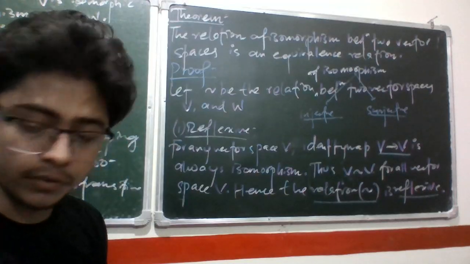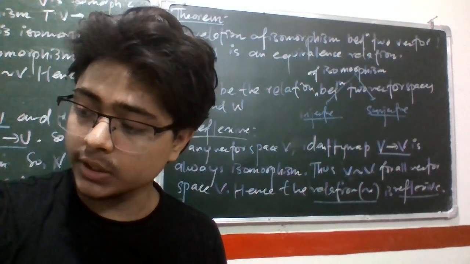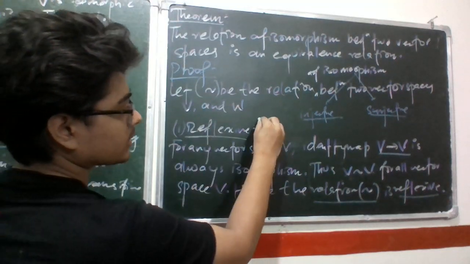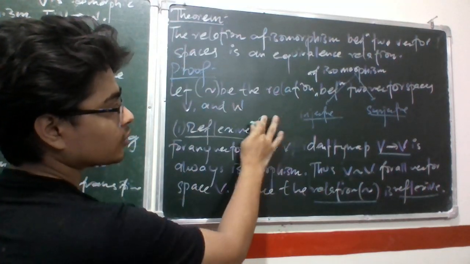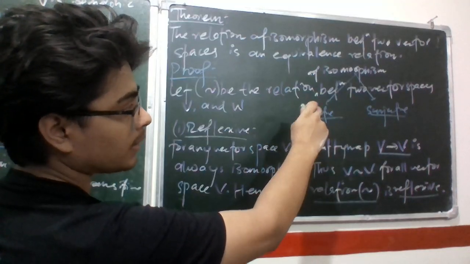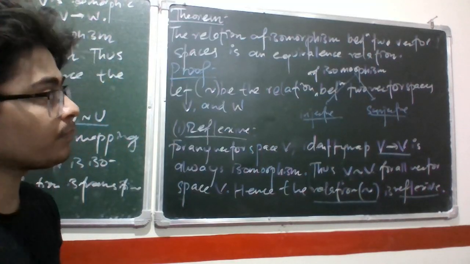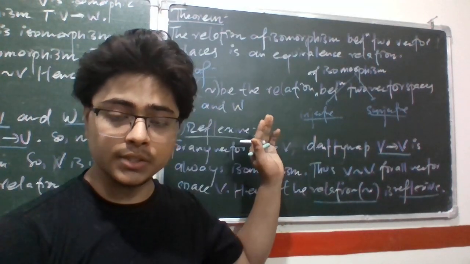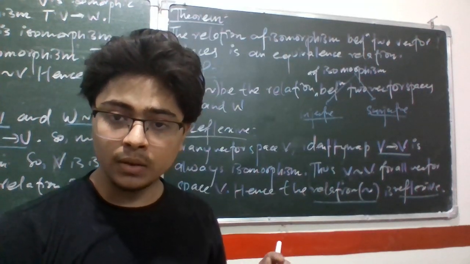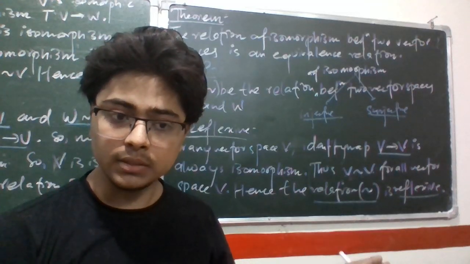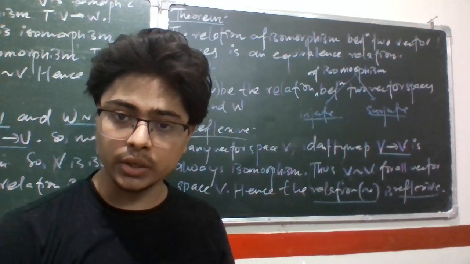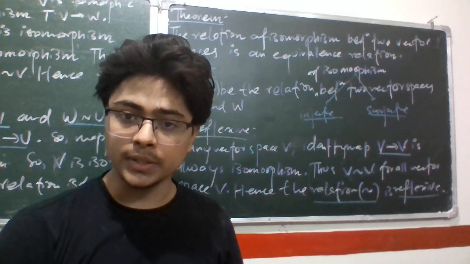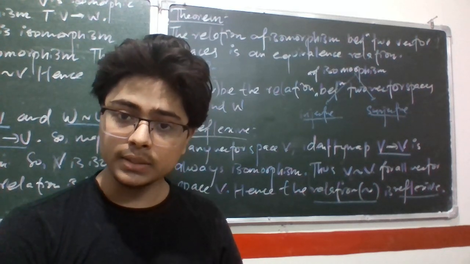Now to provide the proof of it, we need to first consider some of the things. The first consideration is that this wiggle sign is considered to be the relation of isomorphism between the two vector spaces V and W. If we consider that, then since V and W are isomorphic, we have to show that V and W are also equivalent. And equivalence means we need to consider three properties: reflexive, transitive, and symmetric.